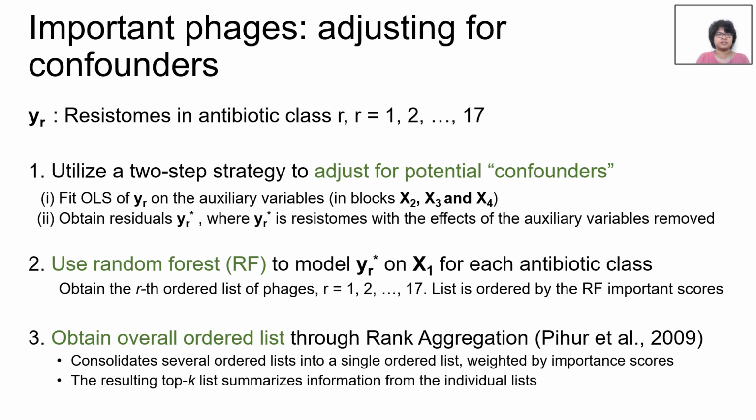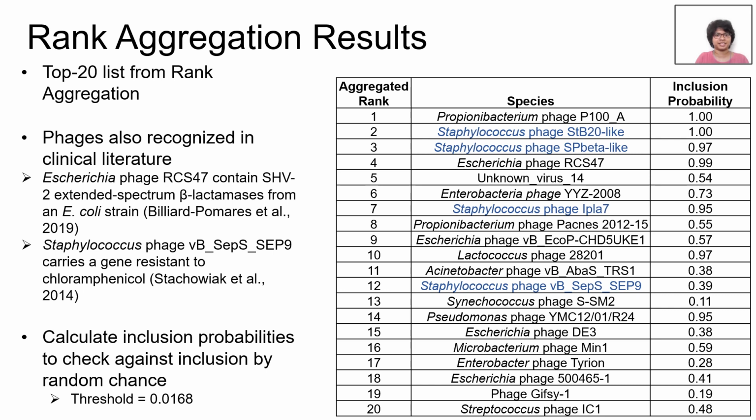However, this would give us 17 class-specific importances with phages in possibly different orderings of importance. So to arrive at a consensus, we use rank aggregation, which combines the scores in multiple lists into a single ordered top K list, for instance, a top 20 or a top 30 list. The importance scores from random forest are used as weights. We obtain the following top 20 list from rank aggregation.